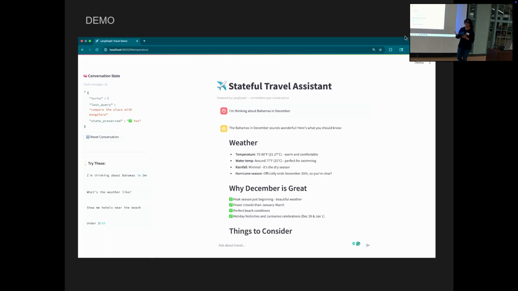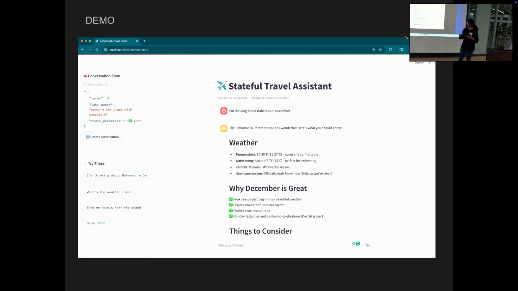And finally, this is the demo. Unfortunately, I was not able to use my laptop, so please bear with this. I used Streamlit for this demo, and I'm showing on the left side how the conversation state works. The first question was about the Bahamas in December, and notice that I did not even ask for the weather, and the LLM, I used Claude in this case, was able to immediately understand that if she's saying December, then it must tie to something, so it's the weather.